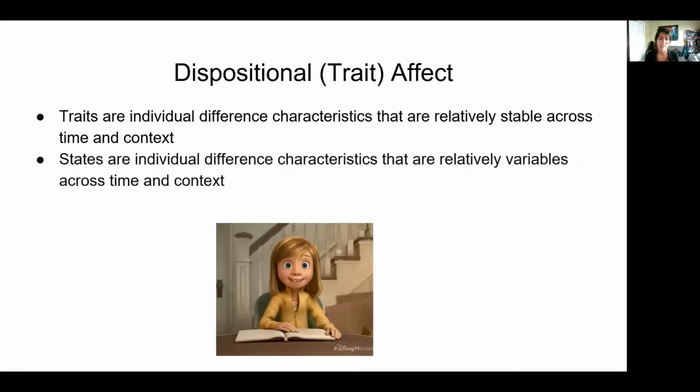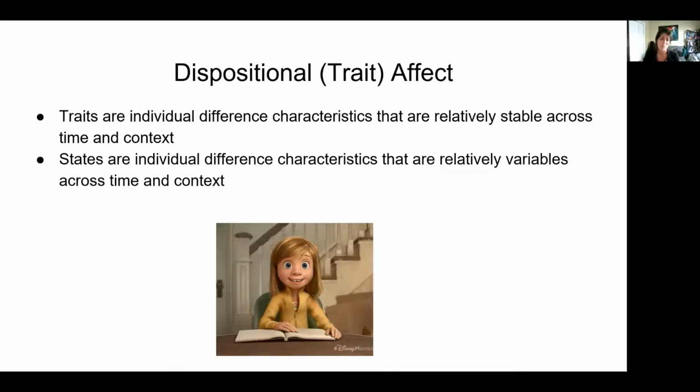Remember that everything we do in psychology is an interaction between individual and situation. But this is talking about things that are more on the individual side, where it's just going to be how you are, regardless of where you are or what you're doing.